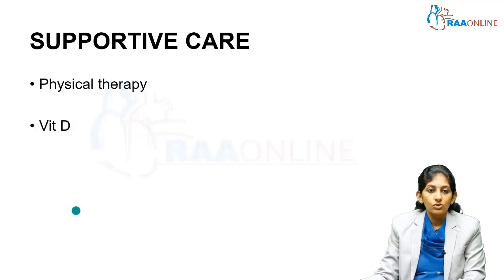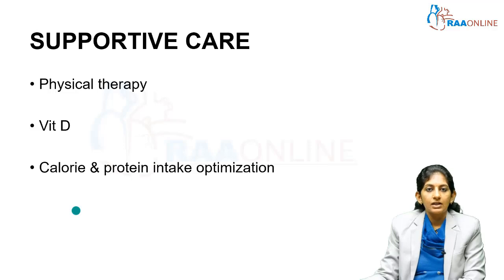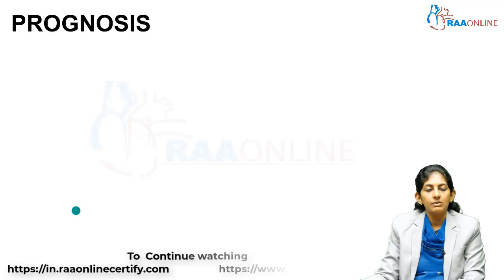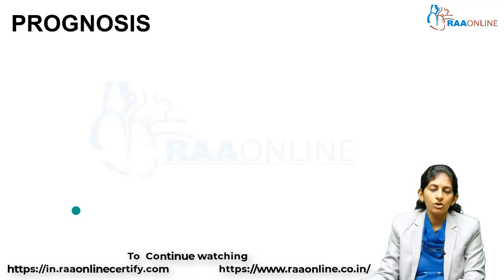Any JIA child needs supportive care, and physical therapy to keep them active. Exercise is very important. Regular school attendance, proper nutrition, vitamin D, calories and protein intake should be optimized because it is a chronic inflammatory condition. A child may not be thriving well, so proper calorie and protein utilization is necessary.